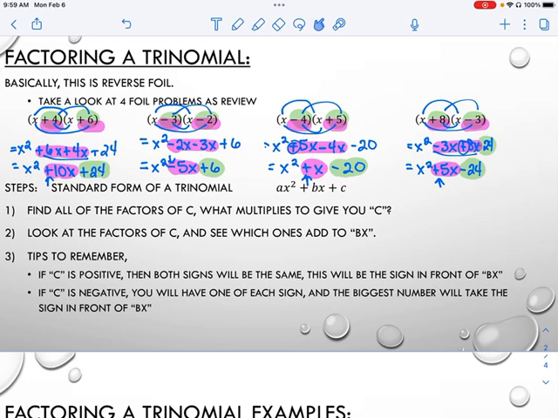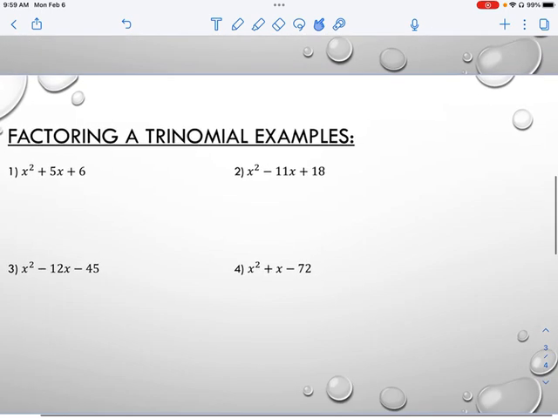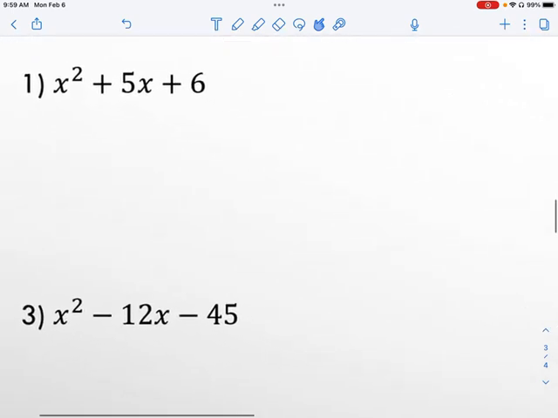Okay, now remember that if c is positive, then both signs will be the same. This will be the sign in front of the bx. If c is negative, you will have one of each sign, and the biggest number will take the sign in front of bx. Okay, so here we go. Let's try this.